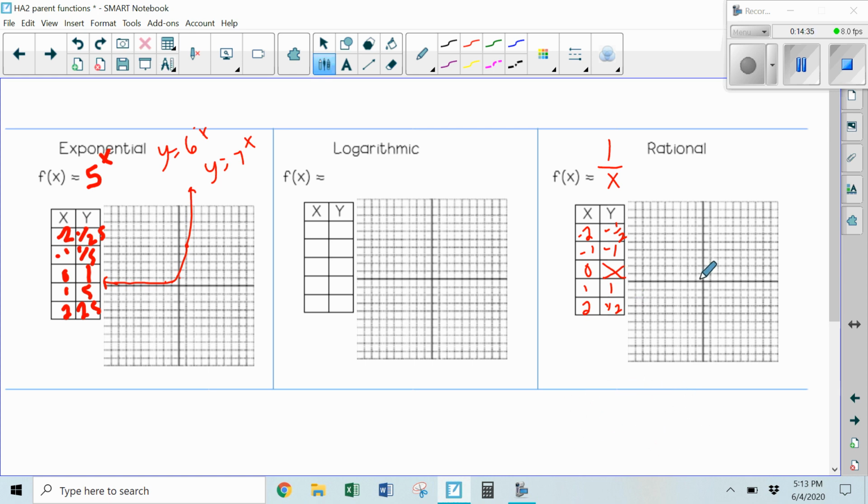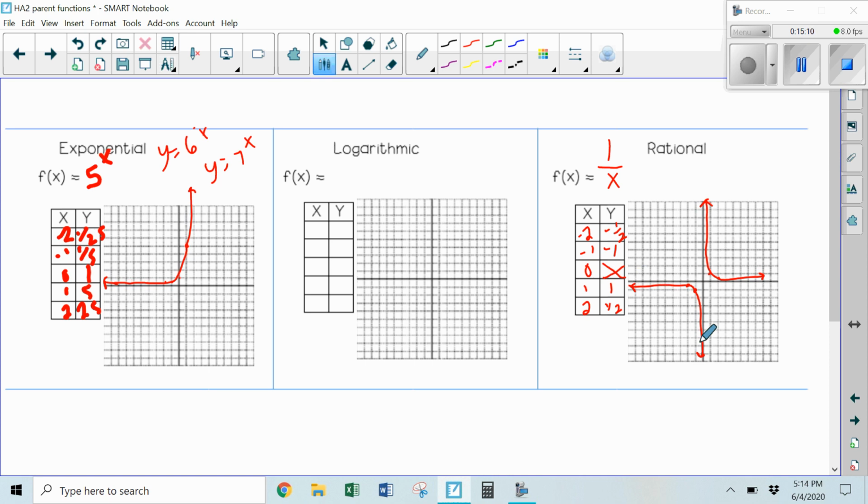Okay, let's plot those points. Now you probably have not seen a graph like this before, but here's actually how you're going to connect it. Okay, so it's actually kind of in two parts, but it's still one graph. So there's going to be what's called an asymptote here and here, which you don't have to worry about right now.